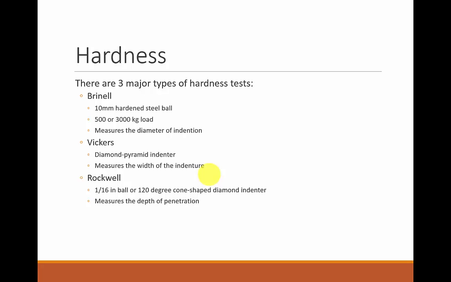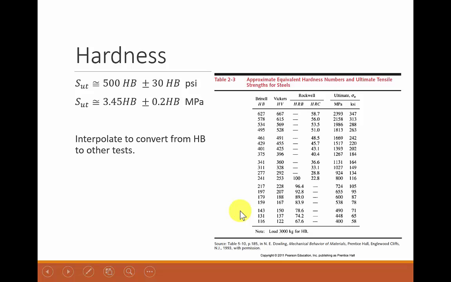depth of penetration. So the top two measure diameter across the surface, where the Rockwell measures the penetration depth. And then there's a translation between the two of them. It turns out that all three of these tests are related to each other. And so here's a way to convert different tests. So if you know the result of one test, then you know what you can do with the other tests.